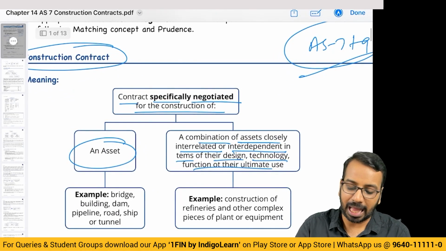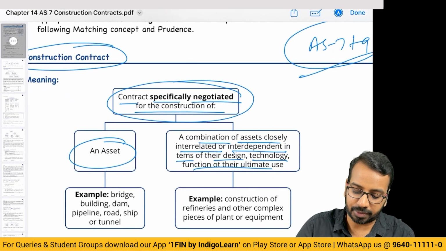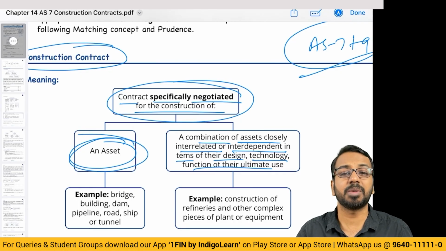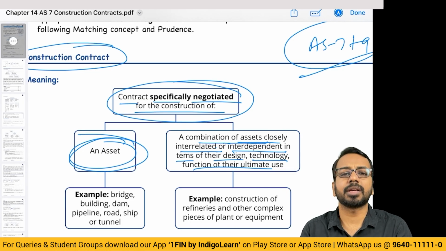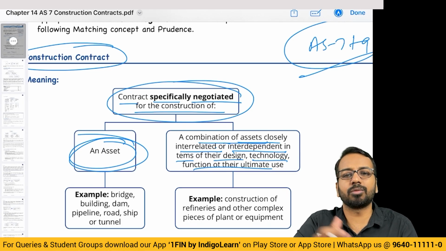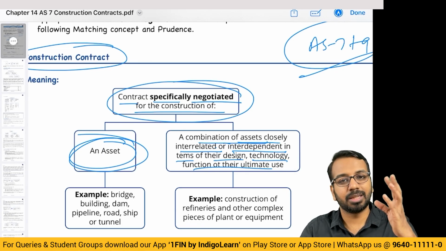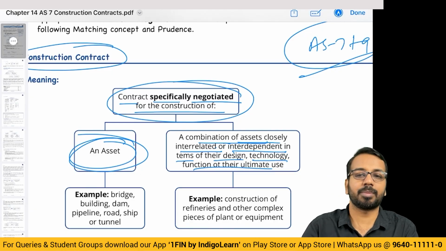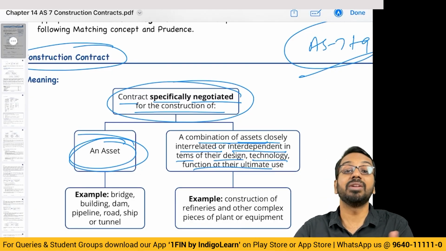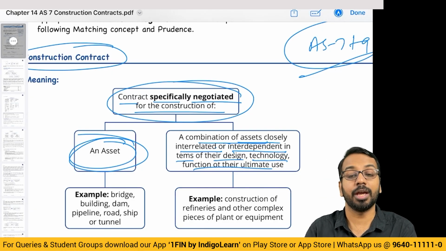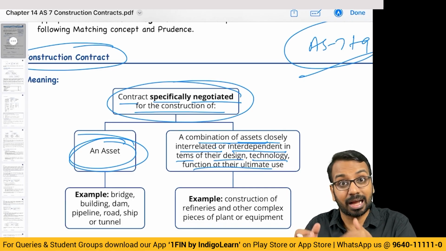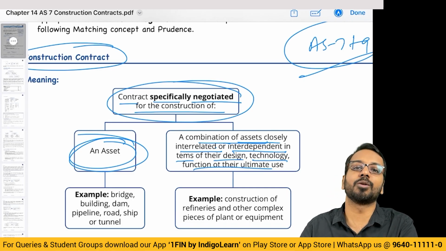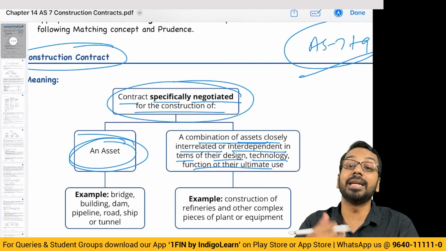Now, what does that mean? Either it is a negotiated contract for construction of a single asset. Single asset means a bridge. It could be a road, or a combination of assets. A combination of assets could be, let us say, I want to build a township. In the township, there are residential apartments, there are commercial apartments, there are amenities which are to be provided, which are interrelated to one another. Or I have given a contract to build a highway. That highway has roads and also bridges and tunnels. So those are interrelated.